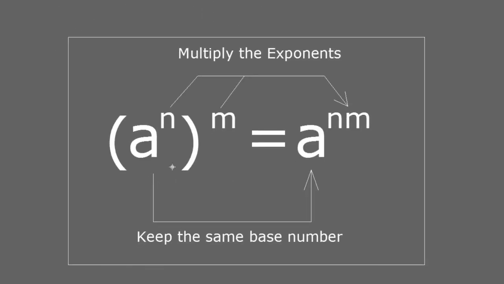You have a number raised to one exponent, and all of that raised to another exponent. You can just keep the same base number and raise it to a new exponent, which is the multiplication of the two previous exponents, in this case n and m. Either way, you're going to get the same result as I just showed you.